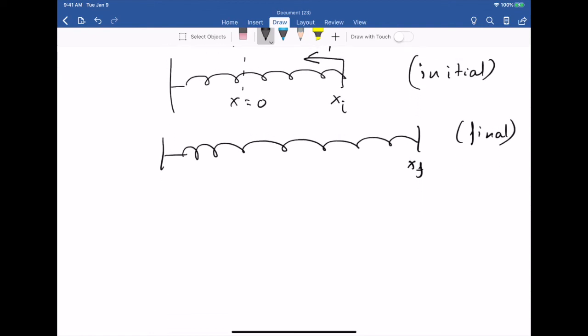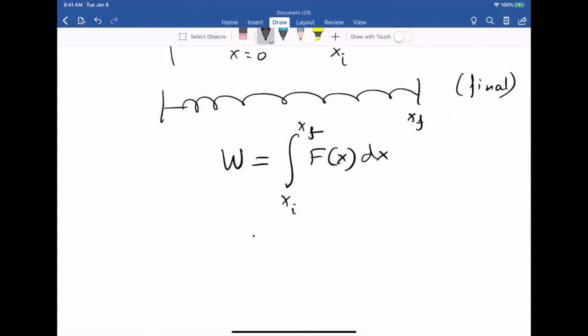So how do we find the work? Is the spring force exerting a constant force? The answer is no. Why? Because the spring force is given by F equals minus kx, so it depends on x, right? As x increases, the force is increasing, so it's not a constant force, which means that we have to integrate. So the work done is going to be the integral of the variable force over the displacement xi to xf, right?